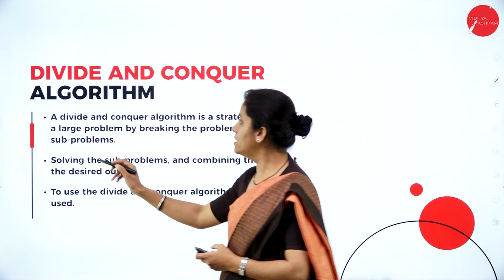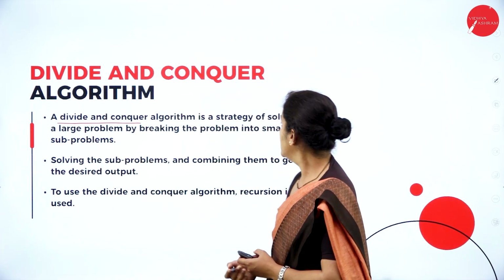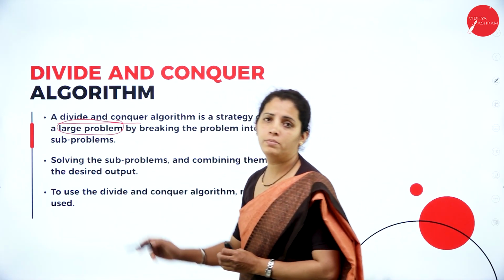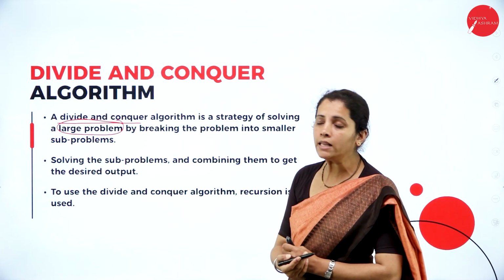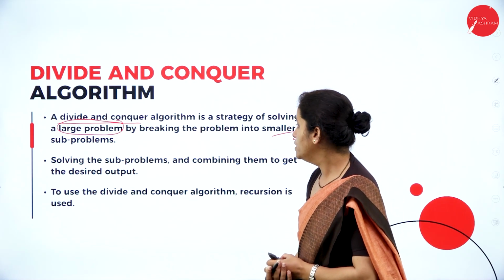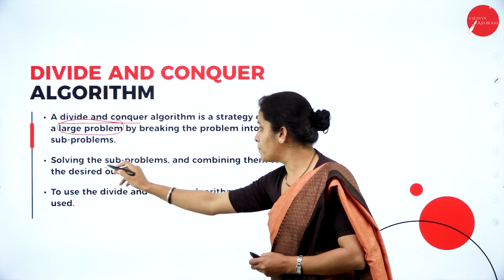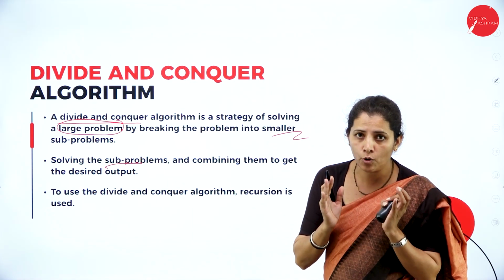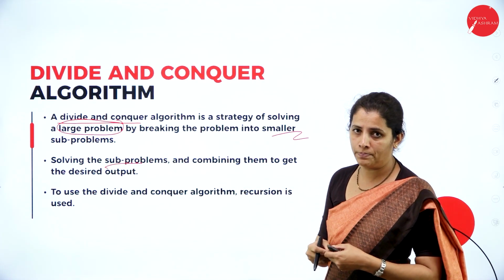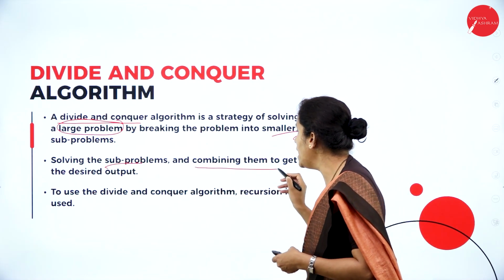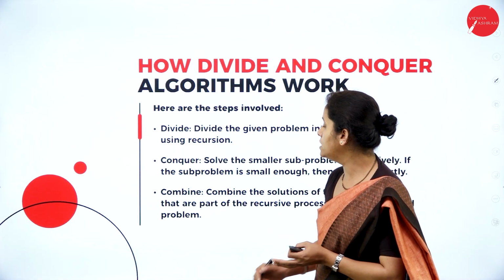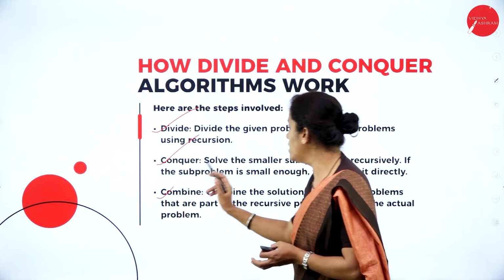See here, a divide and conquer algorithm is mainly used to solve complex or large problems. What I will do, I'm going to break the problem into smaller sub-problems or modules. First I'll divide the problem, then I'm going to get the sub-problems. Then I'm going to solve the sub-problems. At the end, I'm going to combine them to get the final solution. So it is divide, conquer and combine.